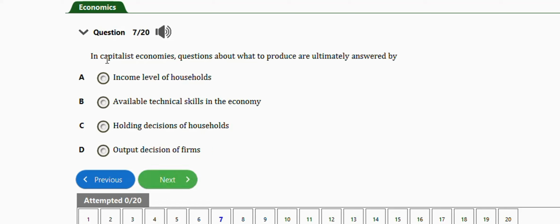It says in capitalist economies, questions about what to produce are ultimately answered by: option A, income level of household, available technical skills in the economy, spending decisions of household, output decisions of firms. The right answer is option D, output decisions of firms. Okay, next question is this one.